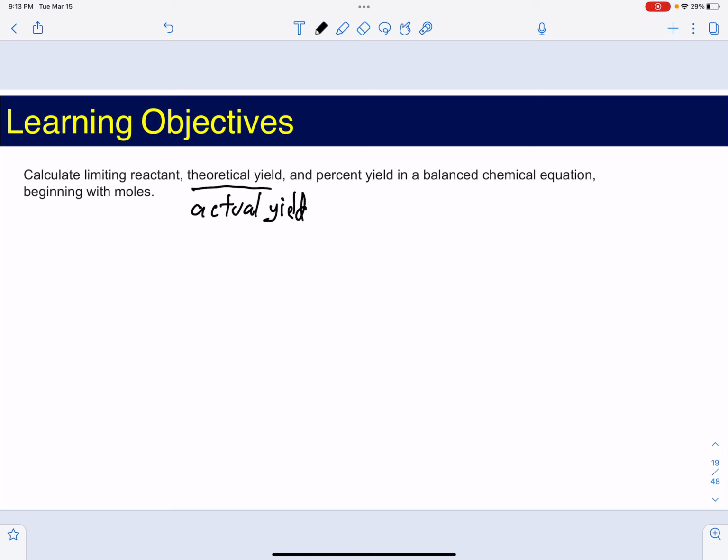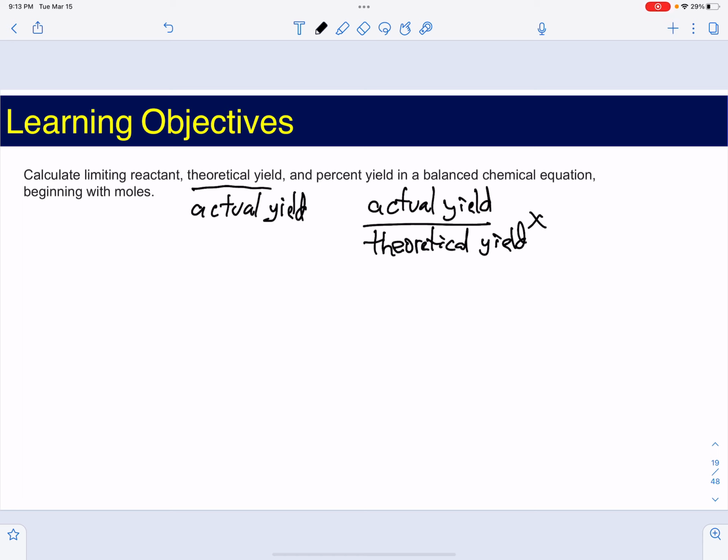And then, the actual yield is actually how much you made, and you divide that by the theoretical yield, which is how much you were supposed to make, and you multiply by 100, you got your percent yield.